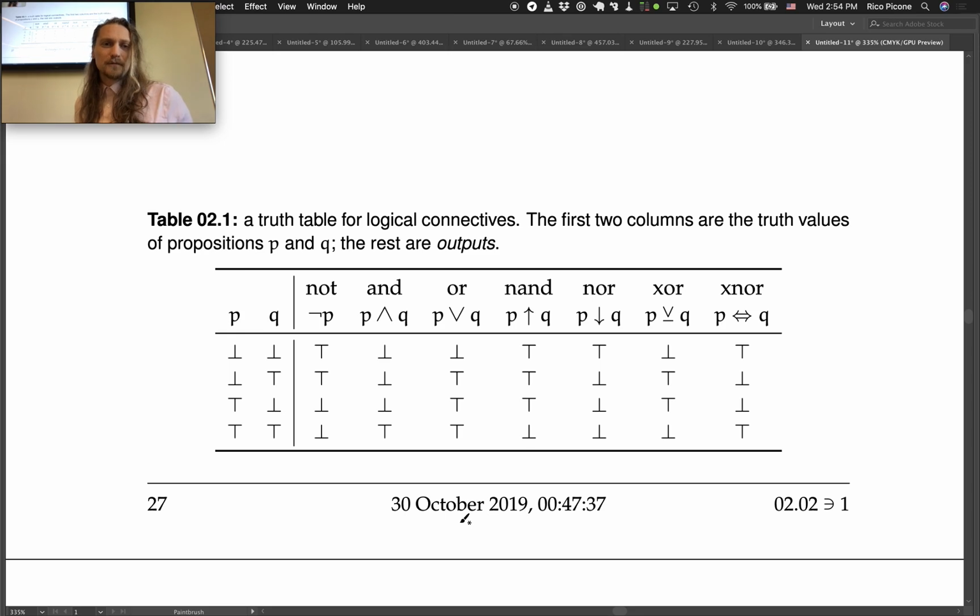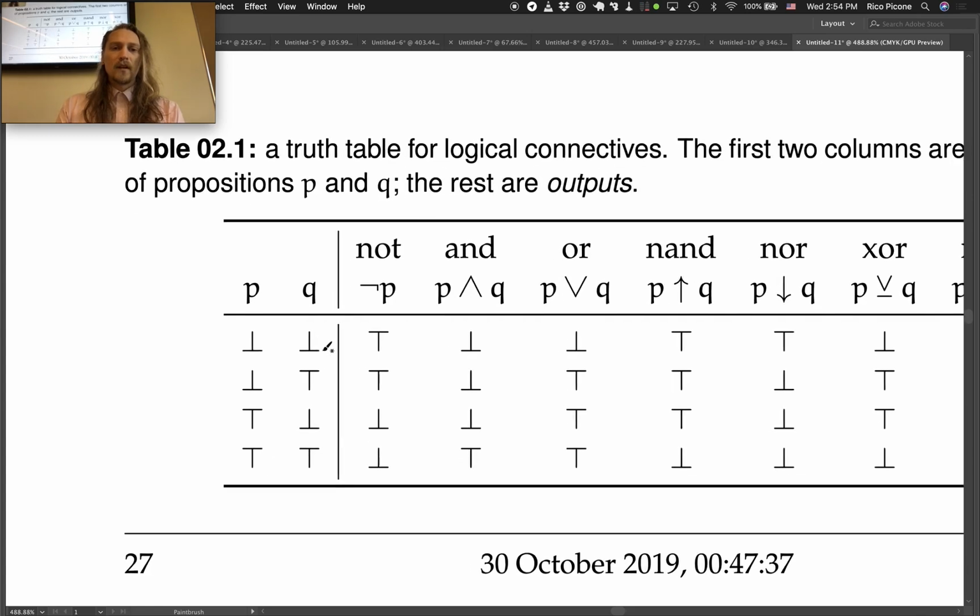Okay, so the first two columns of this table are truth values of propositions P and Q, and the rest are output. And then what we can do is use these connectives to make compound logical propositions, compound propositions.